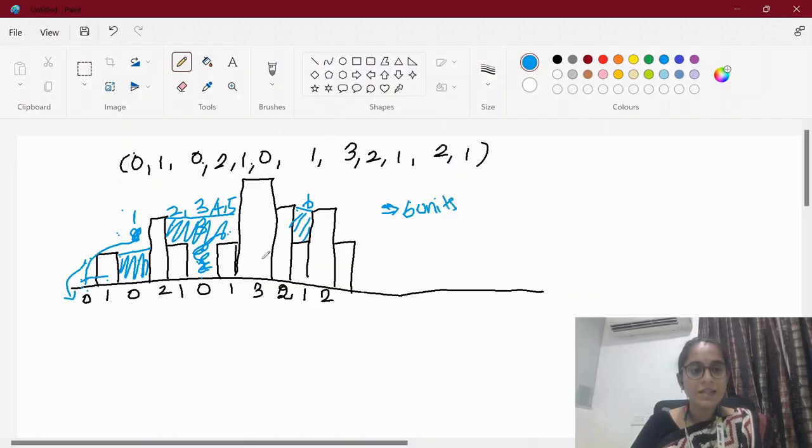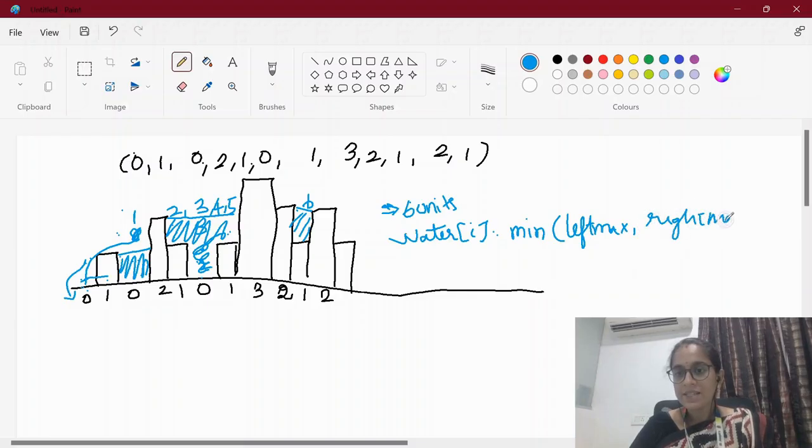So how are we calculating the water? The water height we calculate by taking the minimum of the left max and right max, and subtracting the height of the current position.